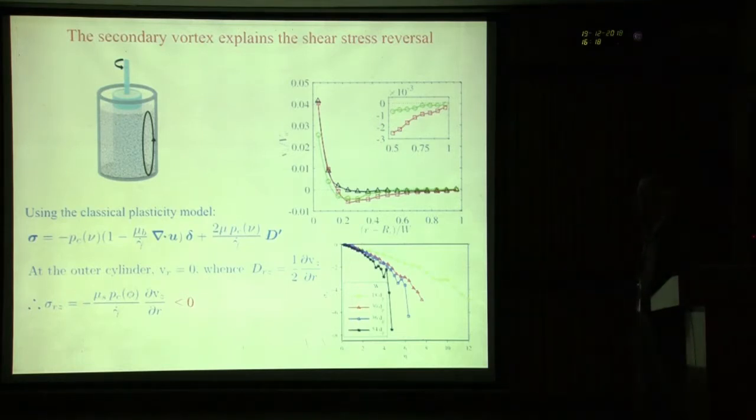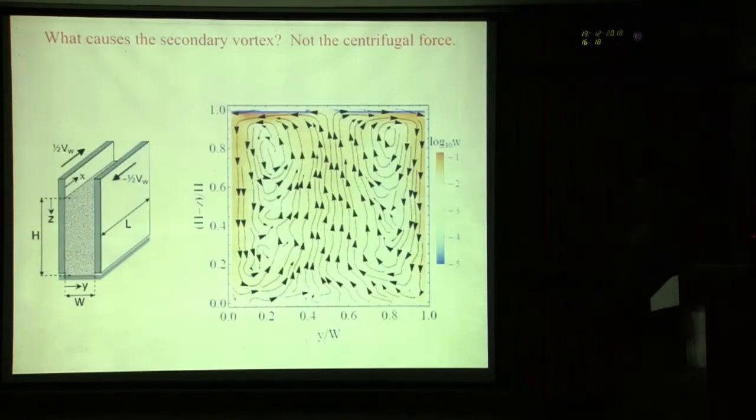Okay, so the question is, what are the ingredients required to now get towards predicting the secondary flow? So I have to first answer the question, what causes the secondary flow? And this tells you that it's not the centrifugal force, because if I do the same experiment between two parallel plates where there's no centrifugal force, I still get the secondary vortex. Okay, so secondary again within quotes.